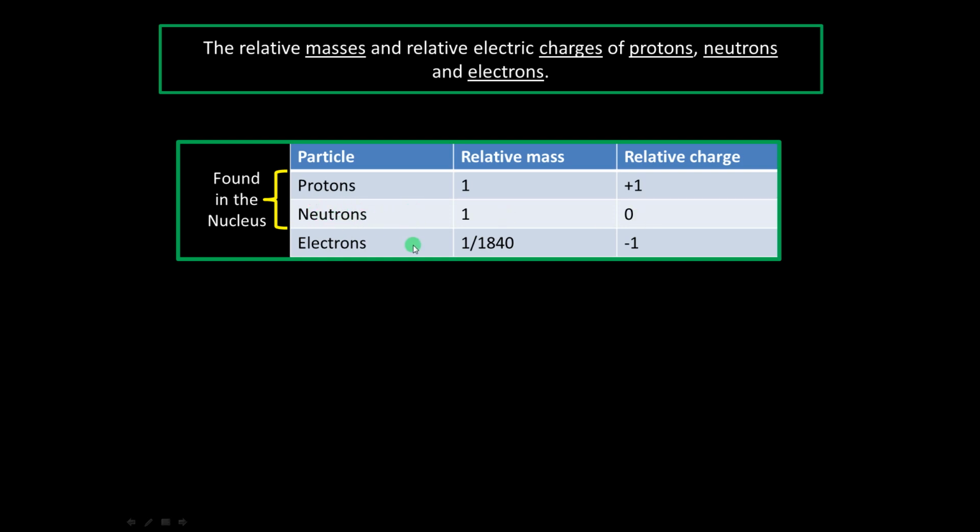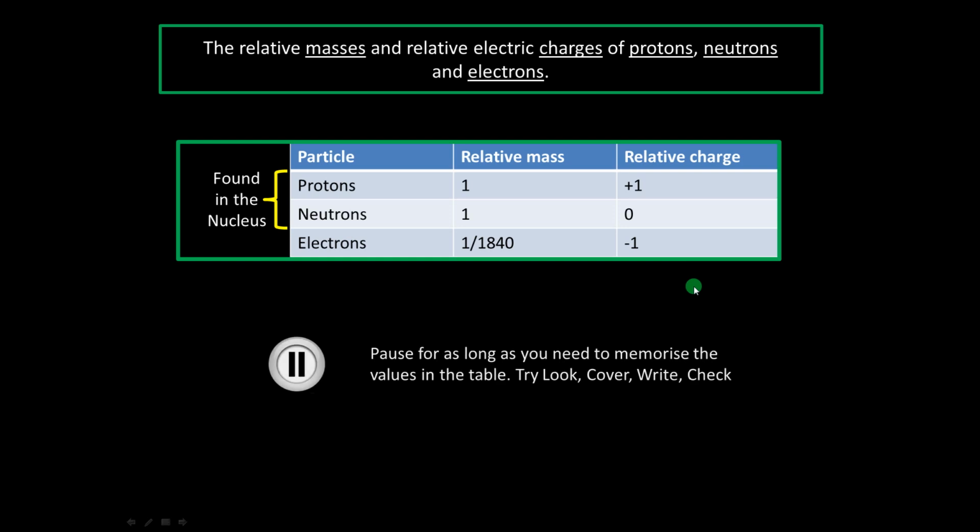The electrons are not in the nucleus, they are around the outside of the atom. Much smaller mass than the protons and neutrons, almost 2,000 times less massive, and they have a charge of -1. So pause the video now for as long as you need to memorise that table. You can try look, cover, write, check if you want to, and then when we restart, I'll blank the values and you can check that you've learned it.